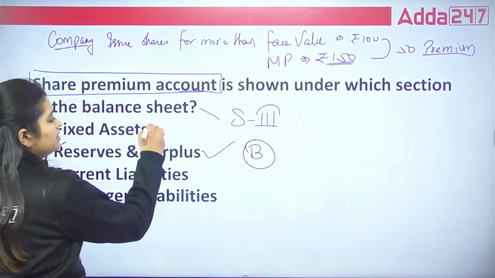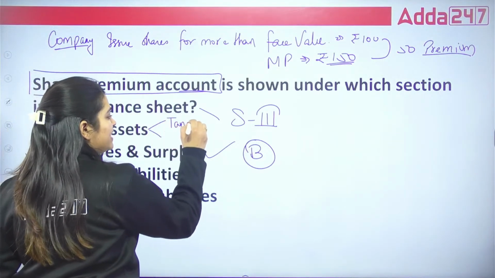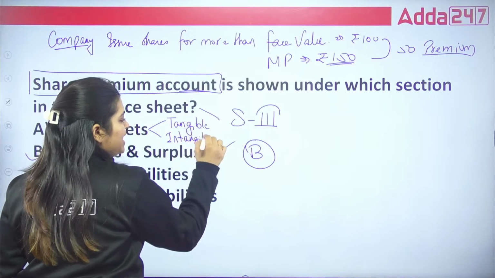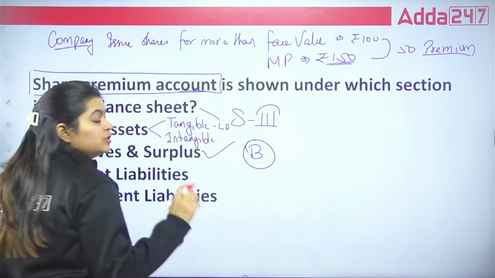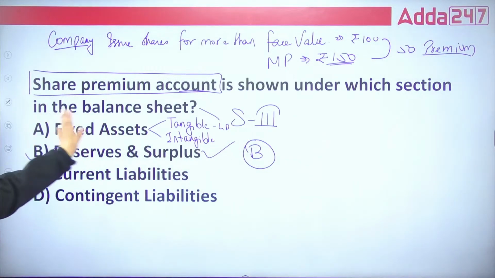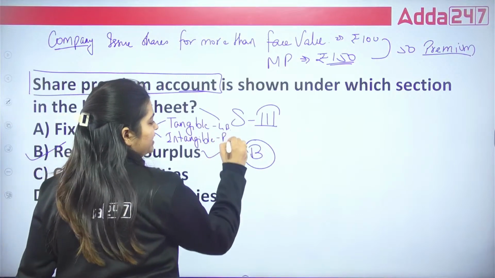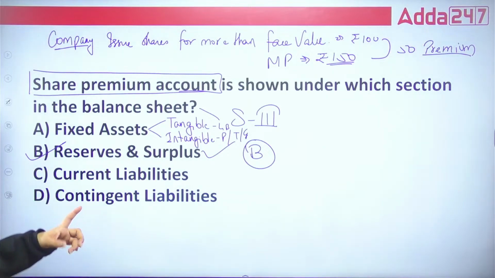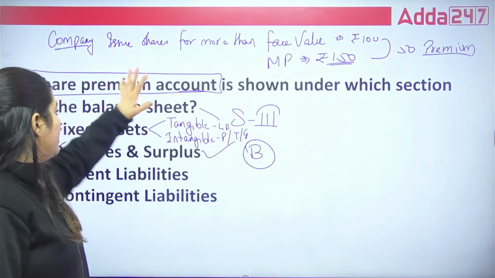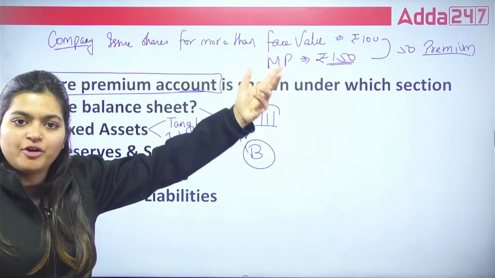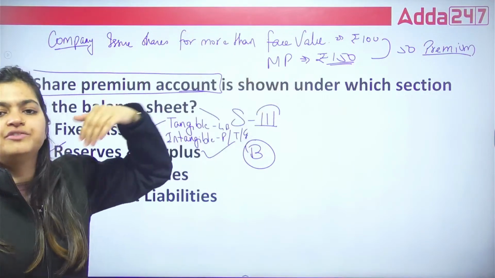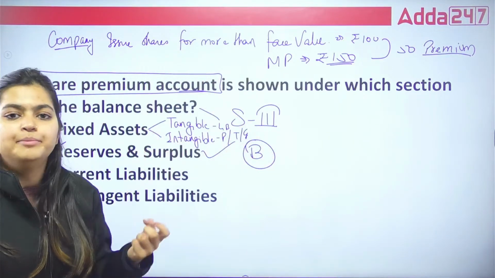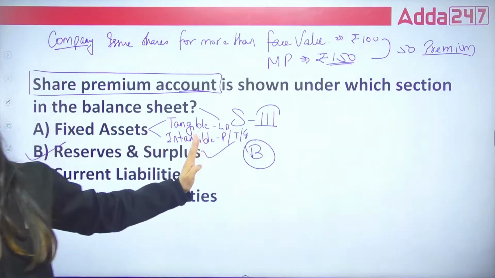Fixed assets, they are going to show your assets, that is your tangible and intangible assets. Tangible assets like land and building are shown under fixed assets. Intangible assets like patents, trademarks, goodwill are also shown there. Reserves and surplus, you are going to show share premium account, your net profit amount, your capital redemption reserve account, your capital reserves, all the different types of reserves that you are holding as a company, under reserves and surplus.